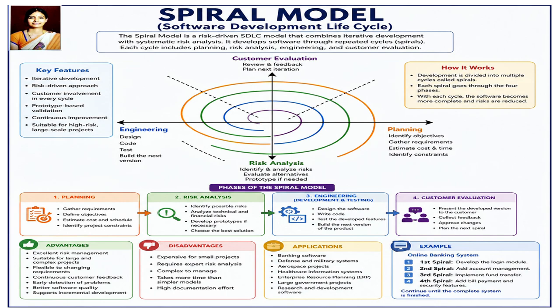Coming to the third element, engineering. We define the system, develop it, then perform the testing and build the next version of the system. The important element here is customer evaluation. The developed version is shown to the customer, then customer feedback is collected, then required changes are identified. This is a feedback mechanism. This is how it repeats in the spiral.